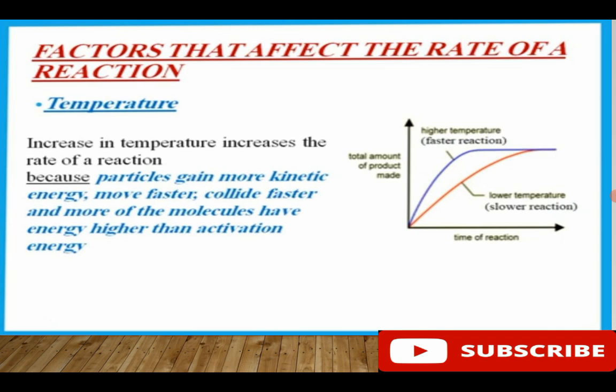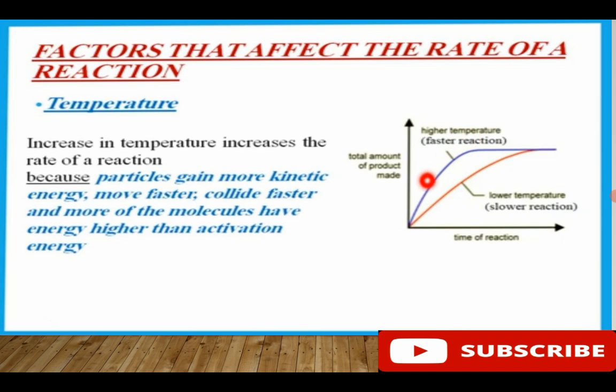So the speed of the reaction here is due to the increase in temperature. At a higher temperature, the reaction is going to be faster. The graph will be steeper than when the temperature of the reaction is lower. So the steepness of the two graphs indicates that at lower temperature the slope is smaller, and at a higher temperature the slope or the steepness is higher.